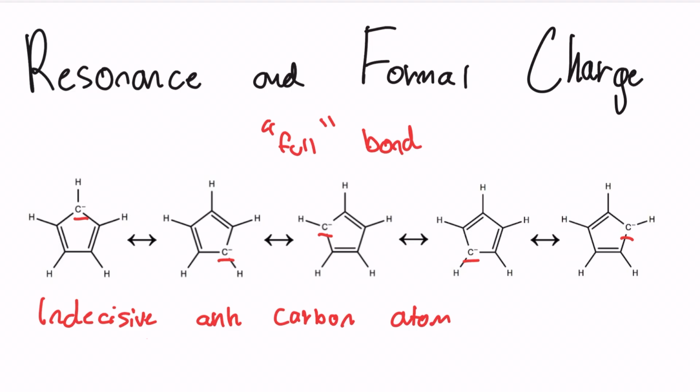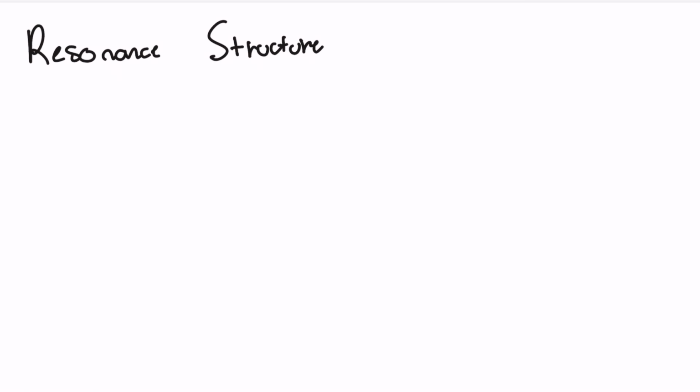Oftentimes, we find that molecules contain not single or double bonds, but an in-between length, a "1.5 bond," for the purpose of giving it a name, although this of course does not exist. Obviously, a Lewis dot diagram is never going to show a bond of this nature. To overcome this, we introduce the idea of a resonance structure.